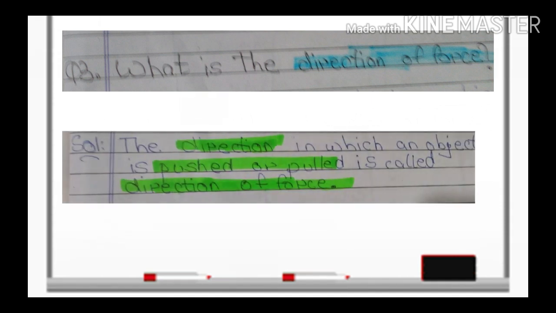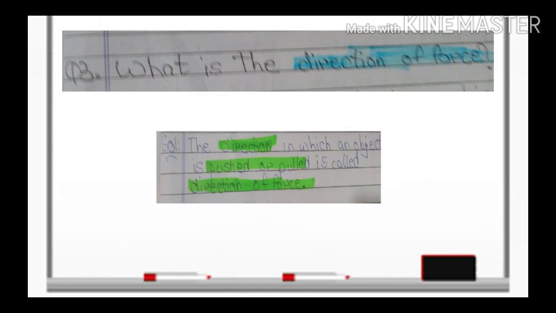The direction in which an object is pushed or pulled is called the direction of force. It's easy, the keywords are direction, pushed or pulled, and direction of force. Direction of force we get from the question itself. Only we need to think about force, push or pull, because force is push or pull as we said in the second question. So it's the same thing. The direction in which the force is applied or the object is pushed or pulled is called direction of force.